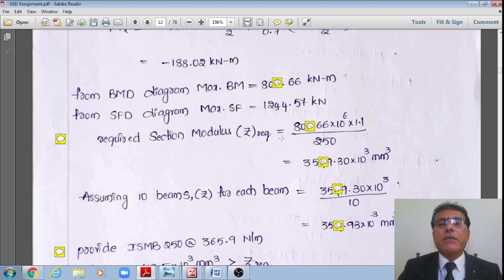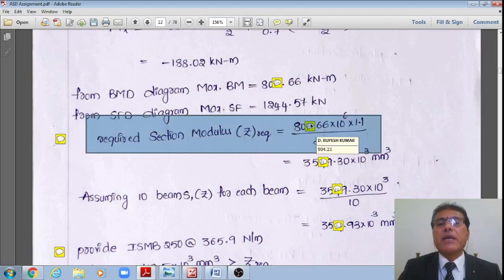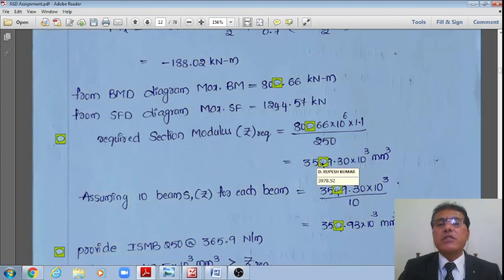Alright. Now the required plastic section modulus, upon substitution, we will get 904.21 × 10^6 divided by 250 divided by 1.1, or say it works out to 3978.52 × 10^3 mm³.